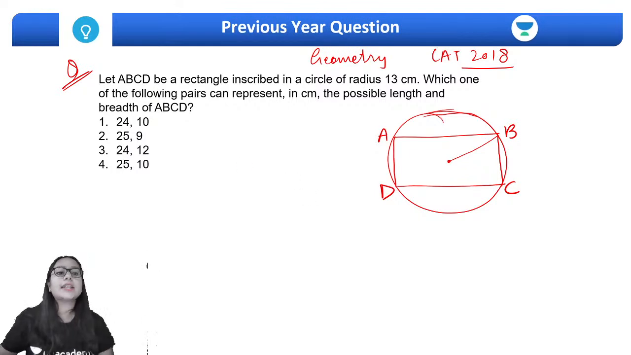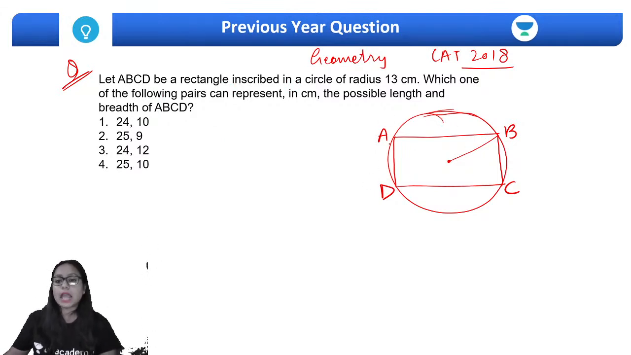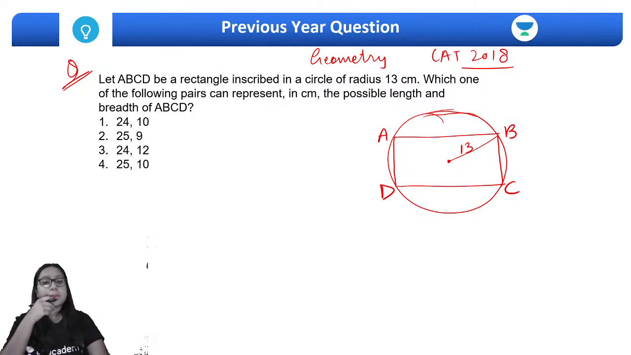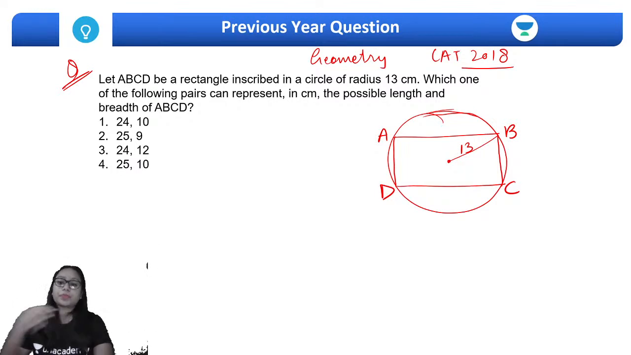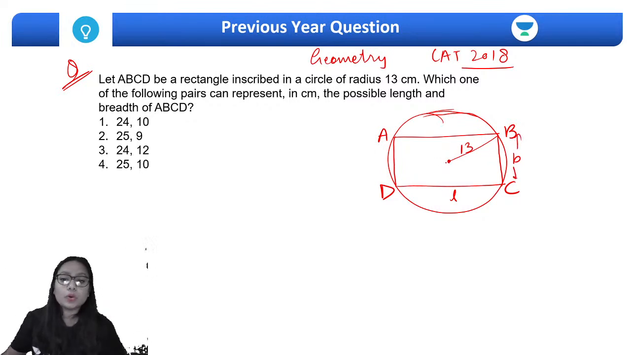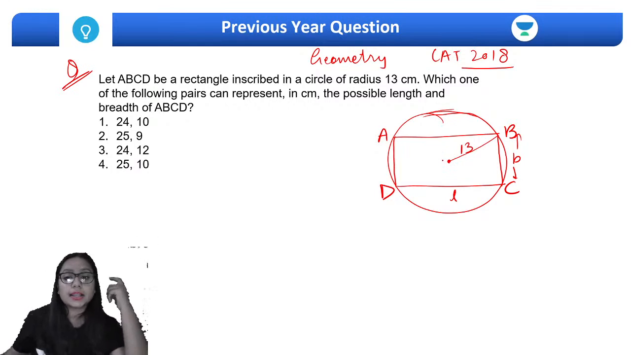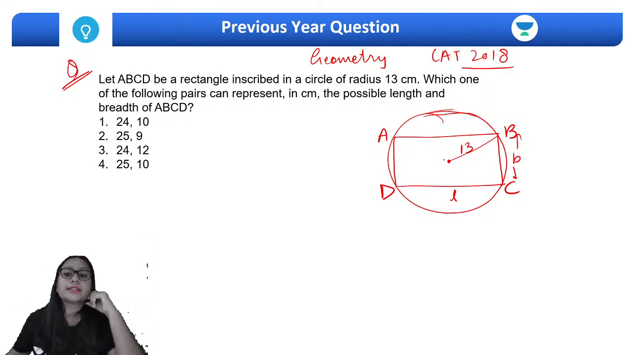The question says that ABCD is a rectangle inscribed in a circle. Okay, so inside the circle we have this rectangle ABCD of radius 13. Hence the radius is 13, this distance is 13. Which one of the following pairs can represent a possible length and breadth of ABCD? Okay, so let us take the length as L and the breadth as B. Okay, now see, we know that there is a property of rectangle that diagonals bisect each other.